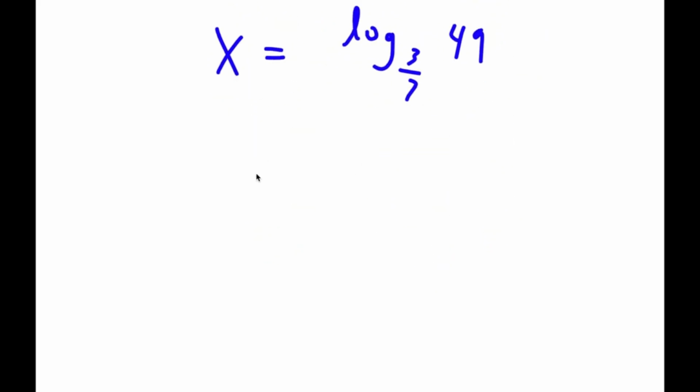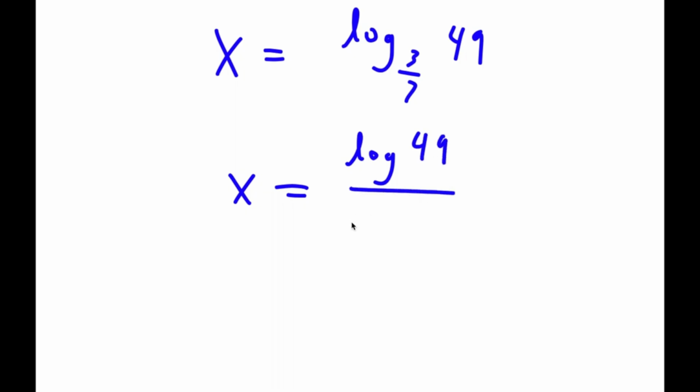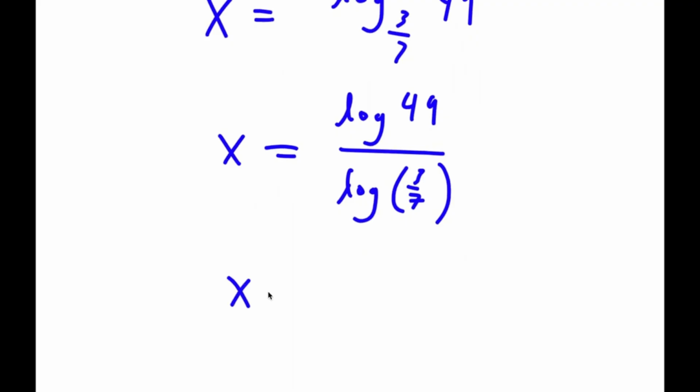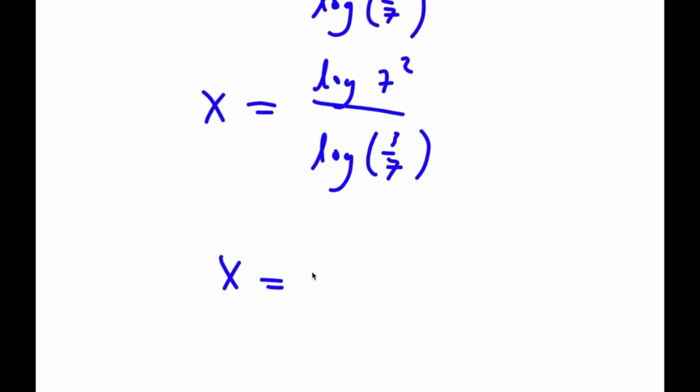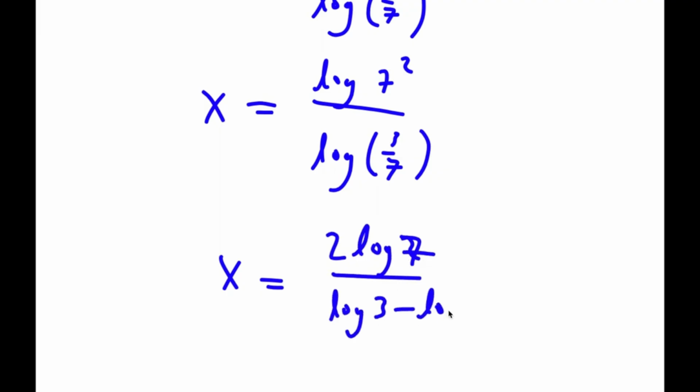And now this is the same thing as log 49 over log 3 over 7. And first off, 49, that's the same thing as 7 squared. So now I have log 7 squared over log 3 over 7. And log 3 over 7 I can rewrite as log 3 minus log 7.